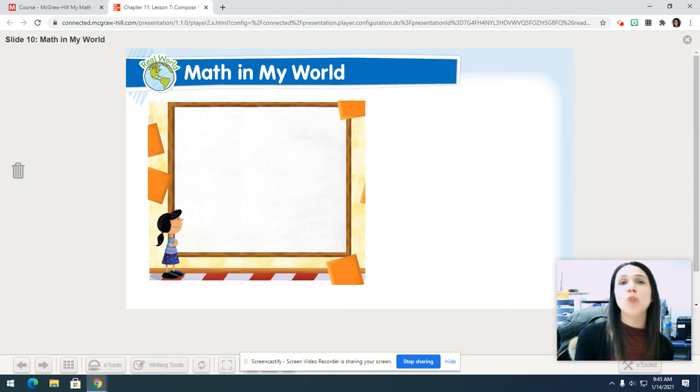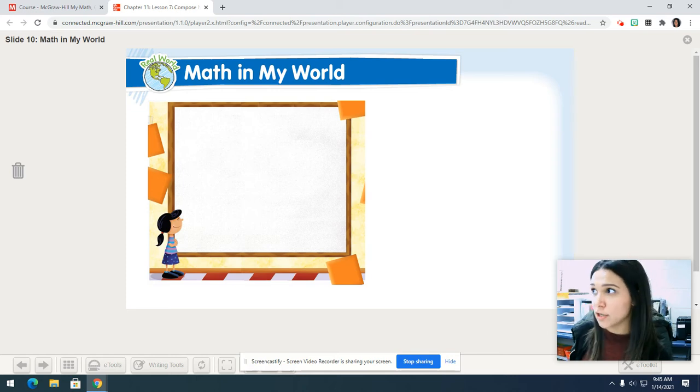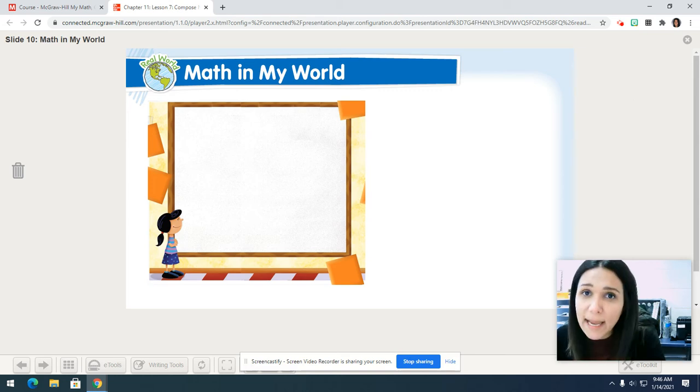So we will be drawing our shapes. That's why you have your pencil. We will be outlining our shapes. That's why you have your crayon. So if you're not sure how to draw your shapes, that's okay. I'm going to do it with you step by step. All right? Grab your pencil.